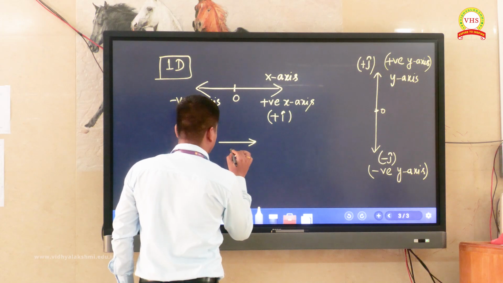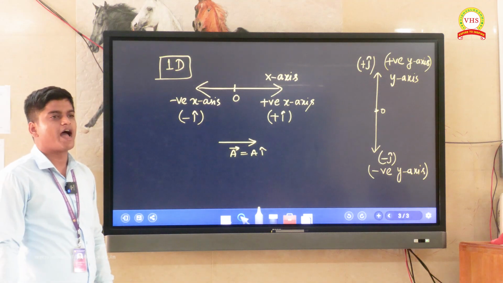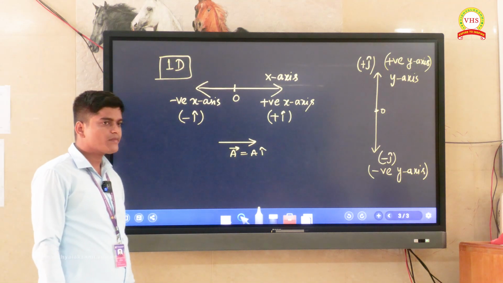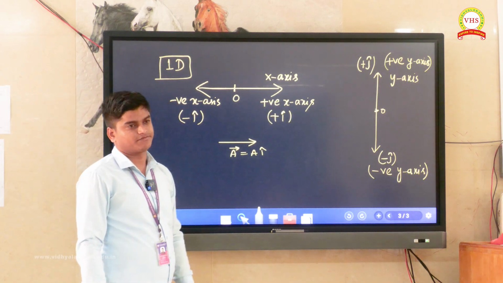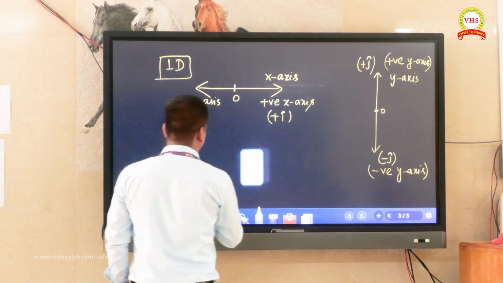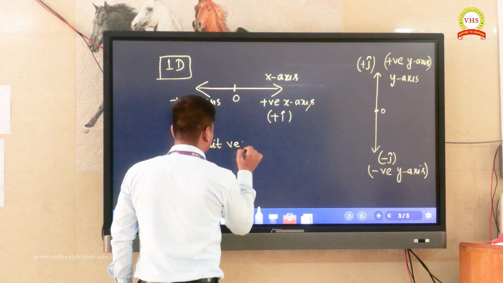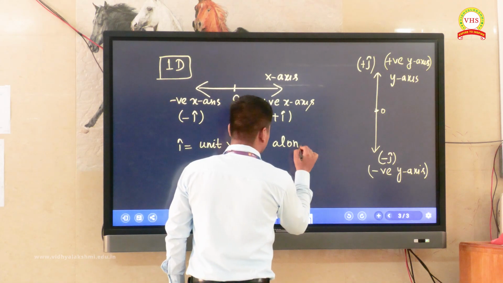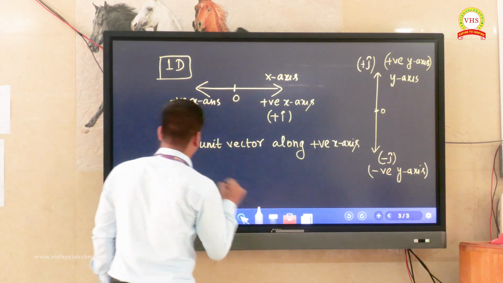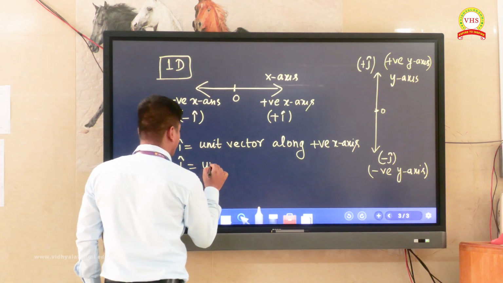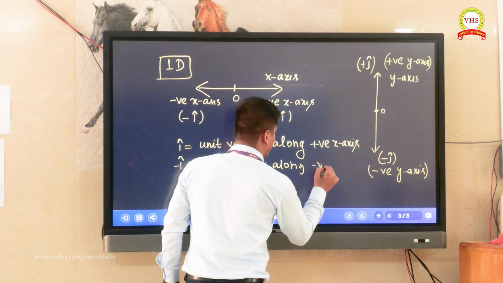This A vector is represented like this, so I can write A into I cap. What is I cap? Unit vector along positive x. Just write here: I cap is basically the unit vector along the positive x-axis. Now minus I cap. What is minus I cap? Unit vector along the negative x-axis.